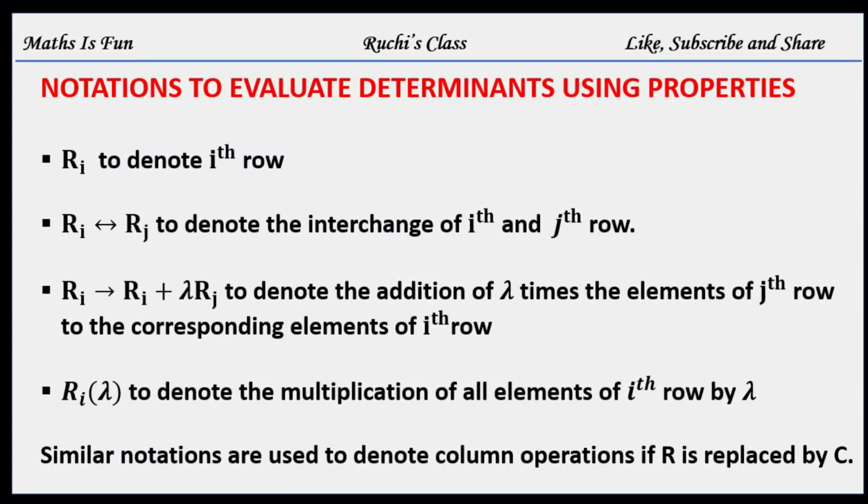We will use the following notations to evaluate the determinant. Ri to denote the ith row. Ri interchanged with Rj denotes the interchange of the ith and jth rows. Ri goes to Ri plus lambda Rj denotes the addition of lambda times the elements of the jth row to the corresponding elements of the ith row. Ri times lambda denotes the multiplication of the elements of the ith row by lambda. Now I will solve some examples to show you how this is used.